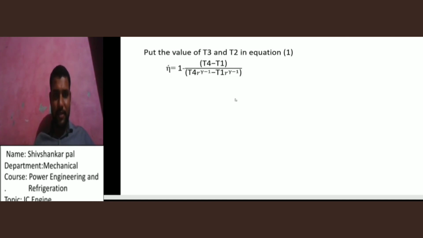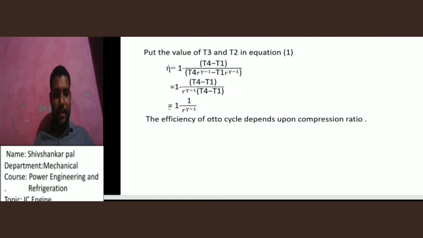Our efficiency is equal to 1 minus (T4 minus T1) over (T4 into r to the power gamma minus 1 minus T1 into r to the power gamma minus 1). Then r to the power gamma minus 1 is the same in both, so take it common. Then T4 minus T1 in the numerator and denominator are the same, cancel it. Then the efficiency of the Otto cycle is 1 minus 1 over r to the power gamma minus 1.